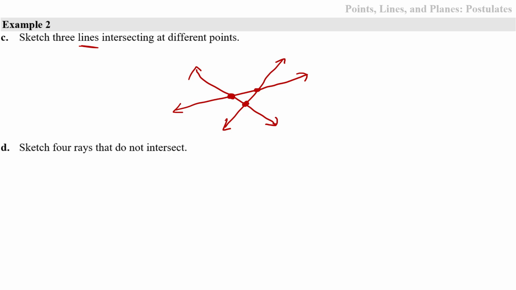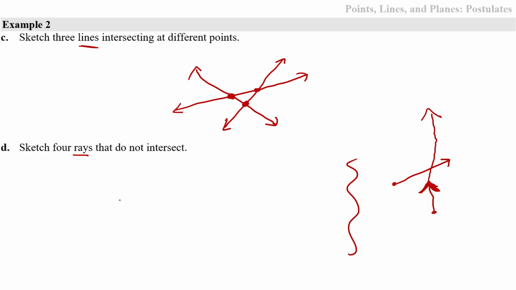For D, it says sketch 4 rays that do not intersect. And so, big mistake, I'm going to draw this wrong first. Do not copy this down. Some people might do something like this and say, hey, look, those rays are not intersecting. But you have to remember that these arrows represent that this is going on forever. So yes, this does continue like that, and it will cross.